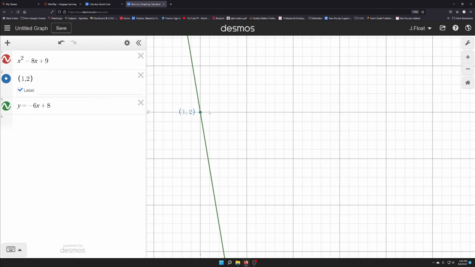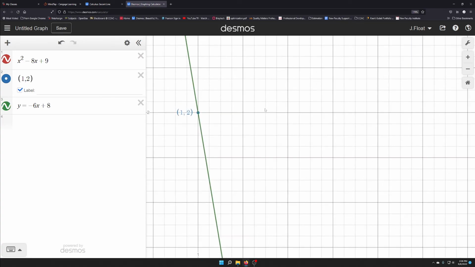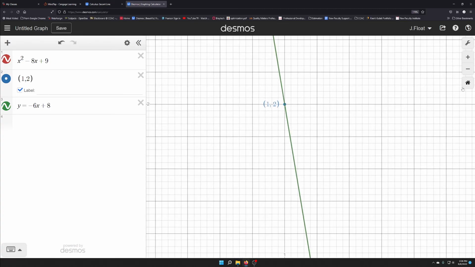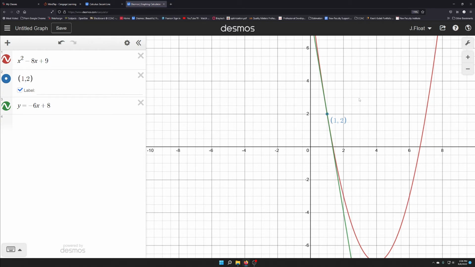Yeah, it's so close. All right, I'm done zooming in. But you get the idea, which is a tangent line touches your curve only once.